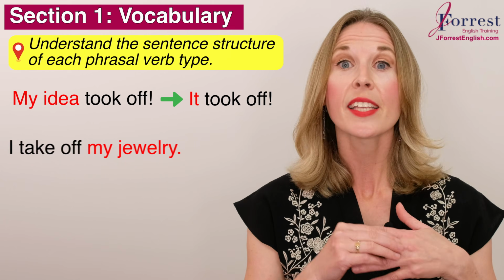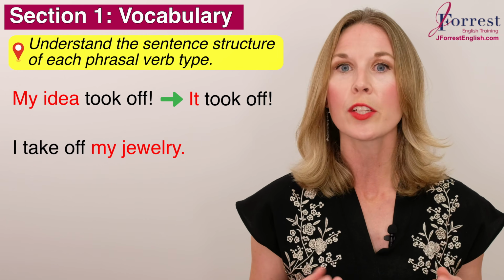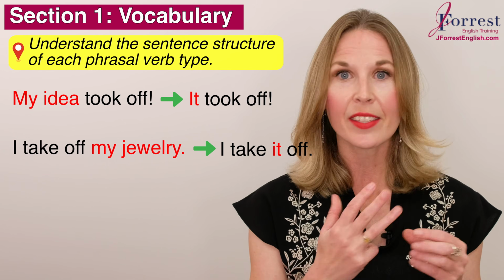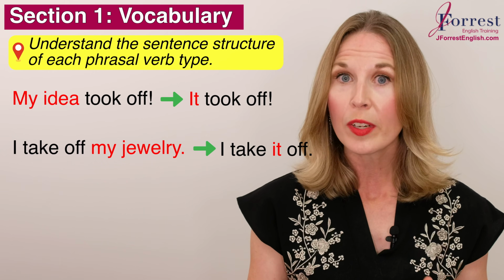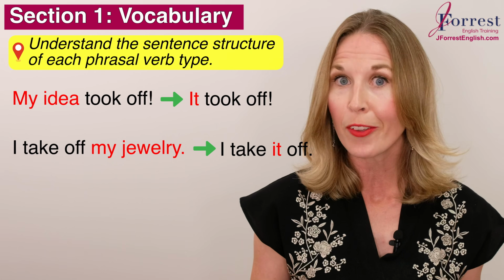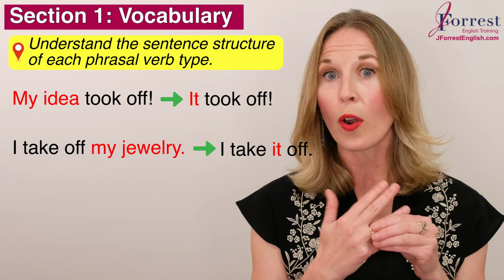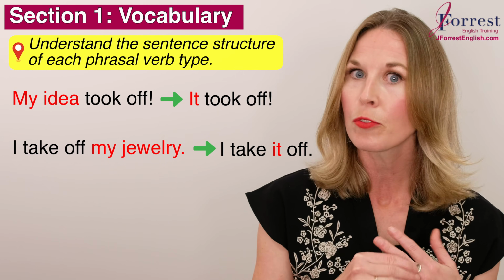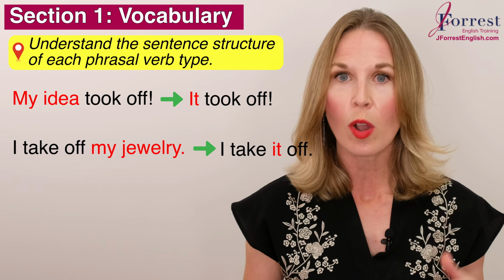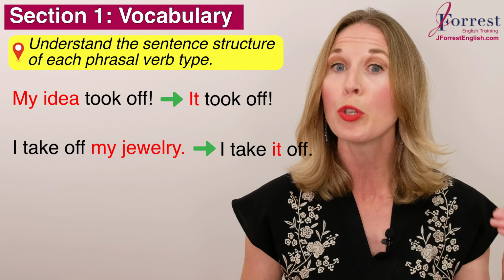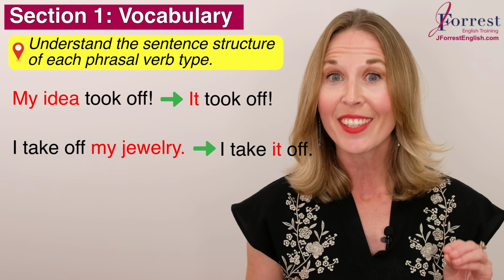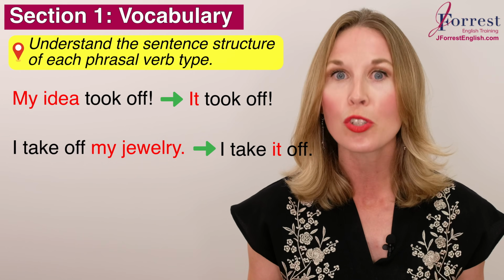But if I say, I take off my jewelry, and you wanted to use it, you would say, I take it off, because jewelry is an uncountable noun, is conjugated as third person singular, even though I have more than one piece of jewelry. Now remember, these are advanced concepts. You may need to watch this lesson many times, review the lesson notes in the free PDF many times. That is absolutely what you should do.